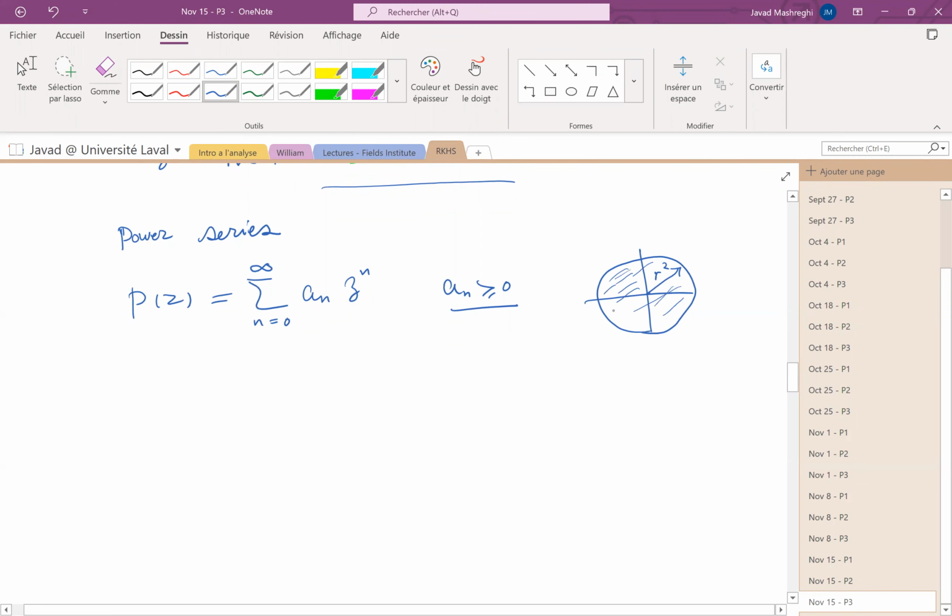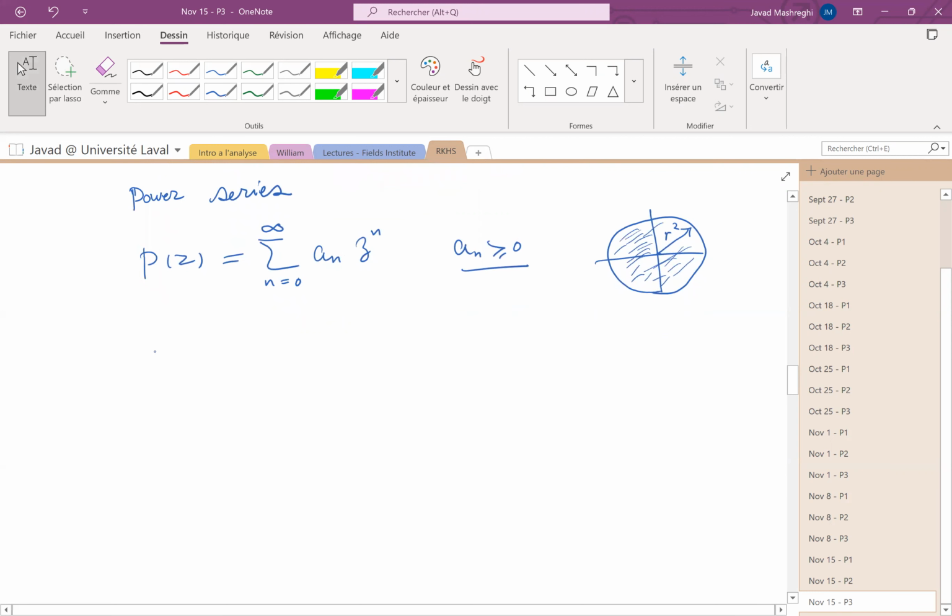So I have a power series, which is convergent on a disk of radius R2. And then I define Kp of Z and W by the sum n from 0 to infinity of An Z W bar to the n. And be careful here, not for all Z and W. Z and W is in a disk of radius R.